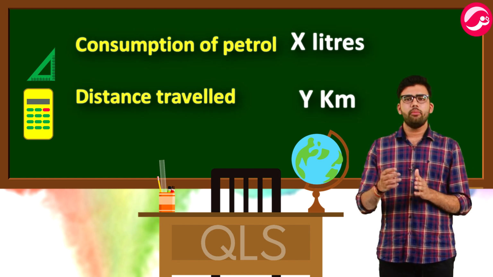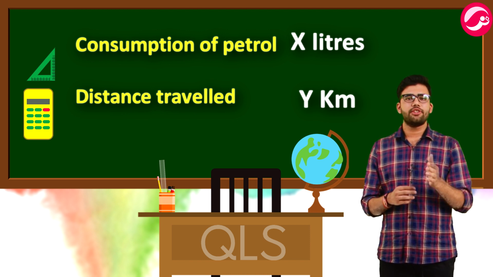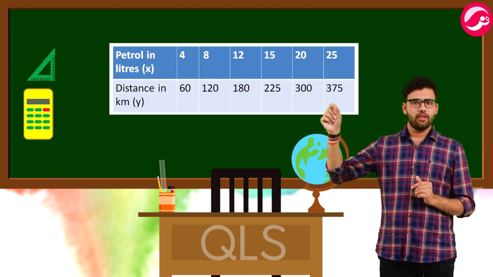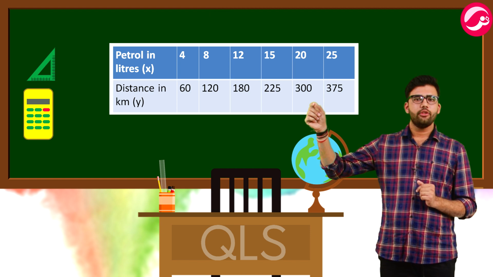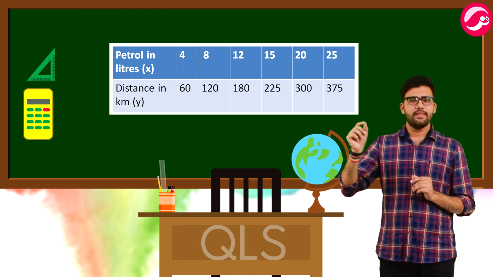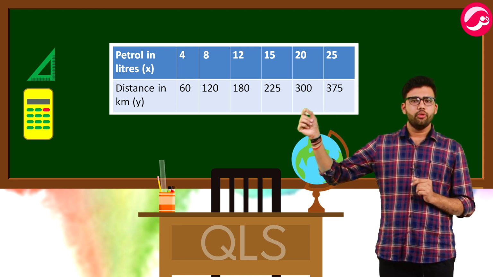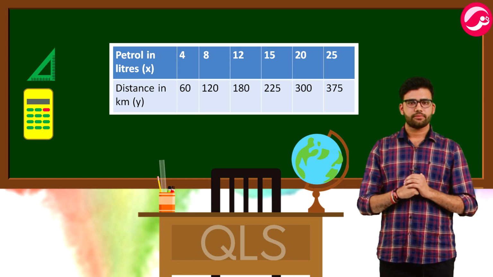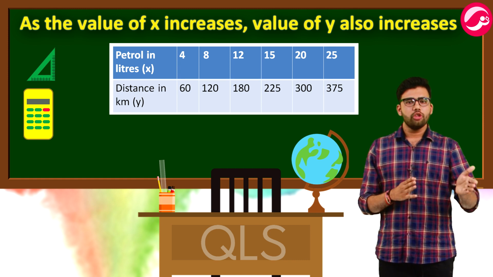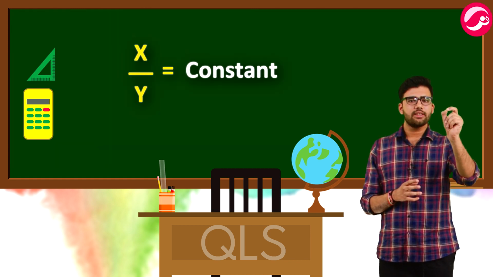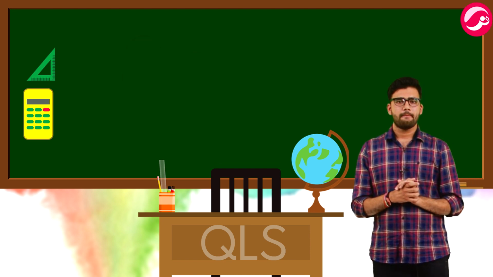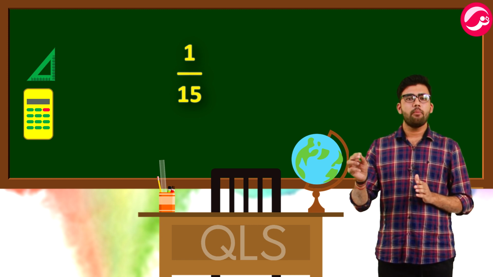Let the consumption of petrol be x liters and the corresponding distance travelled be y kilometers. Now complete the table. Here you can see the table: petrol in liters, the values are 4, 8, 12, 15, 20 and 25, and the corresponding distances are 60, 120, 180, 225, 300 and 375. We find that as the value of x increases, the value of y also increases in such a way that the ratio x upon y does not change. It remains constant. Say its value is k. In this case, it is 1 upon 15.